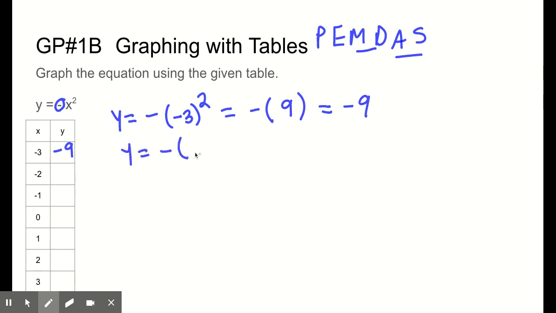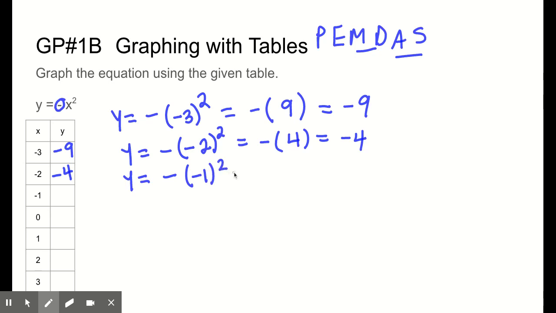For the next one, we have a negative, parentheses, -2 squared. (-2) squared is -2 times -2, which is a +4. And then we multiply that 4 times the -1, giving us a y value of -4. Next, (-1) squared. (-1) squared is -1 times -1, which gives us a +1. But then we have to multiply that +1 times the negative, leaving us with a y value of -1.